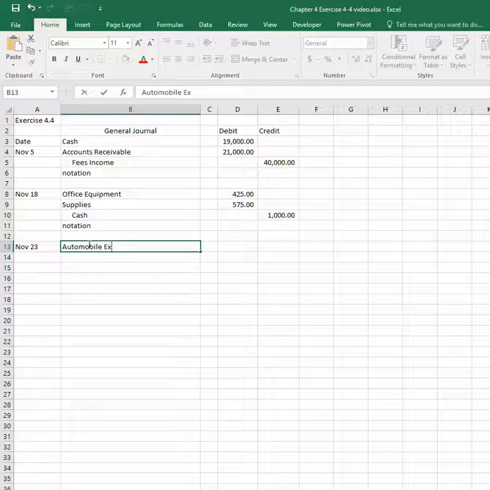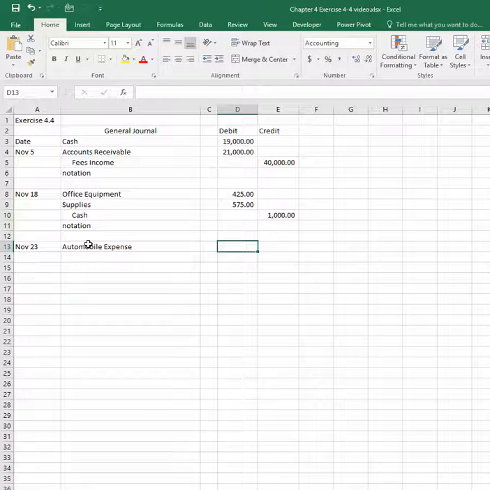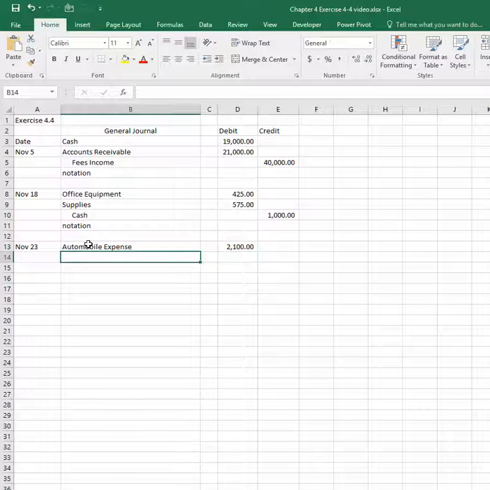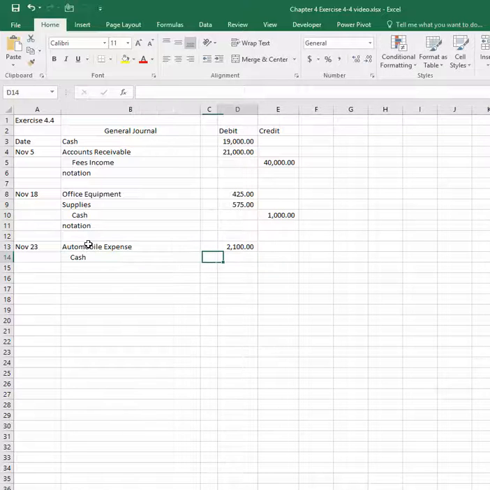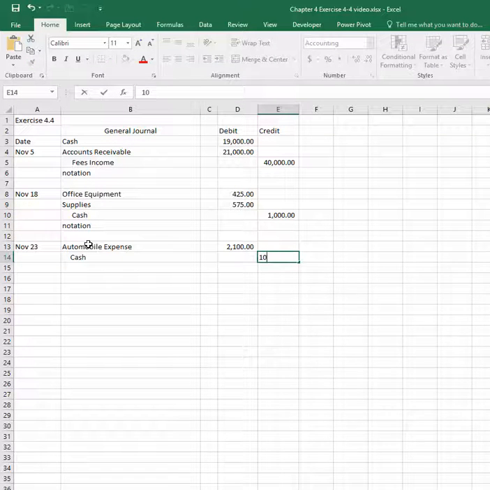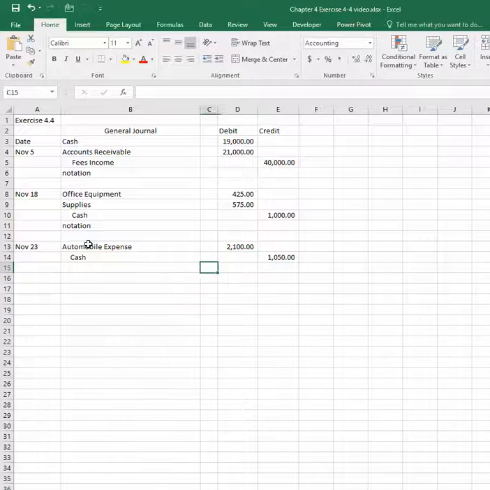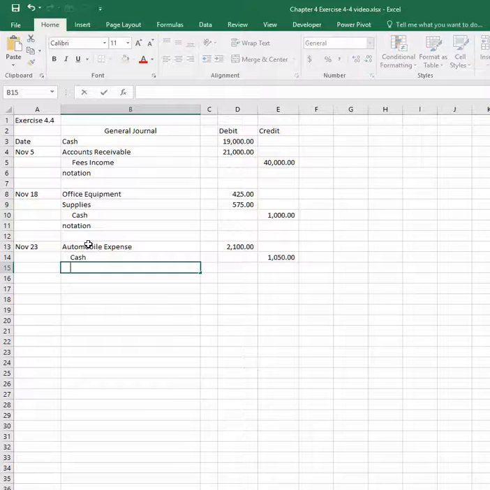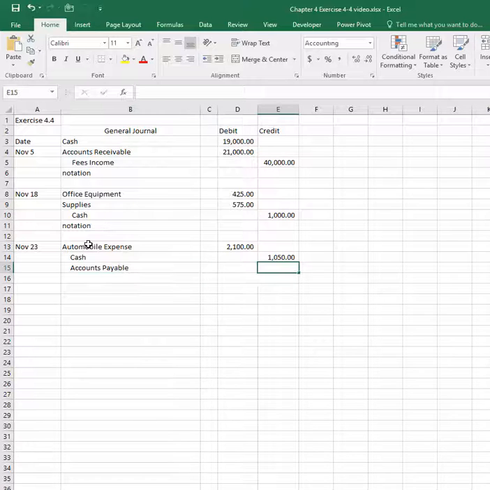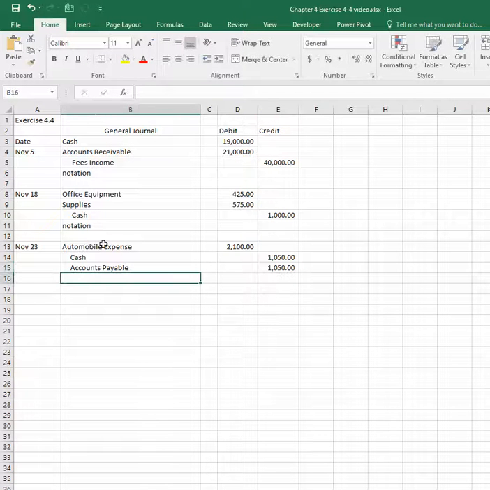So we don't have all the details, we're just guessing. So we have an account called automobile expense, and the entire expense was $2,100, and we paid for half of that, and we're going to pay the other half in 30 days.